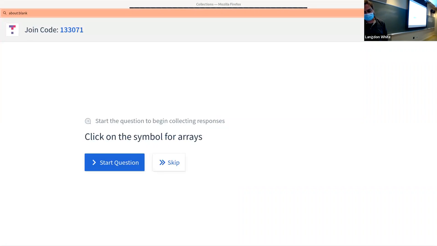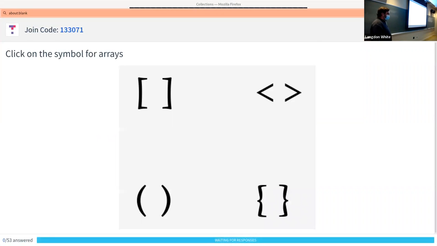All right, next question. I know this one will be fun. What are the kind of characters you use to create an array? On your phone or whatever, you should be able to just tap it, or click on it with the mouse, and it should work, but I have never done this before, so hopefully I did it right.